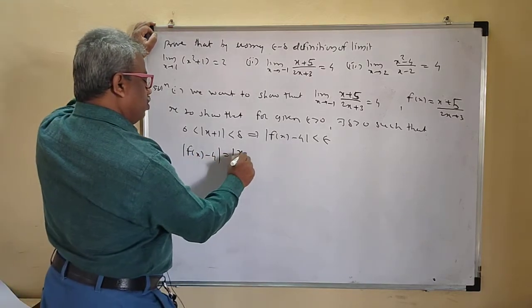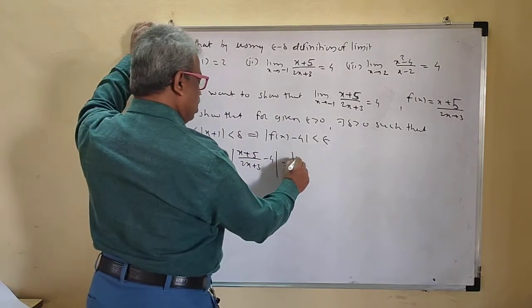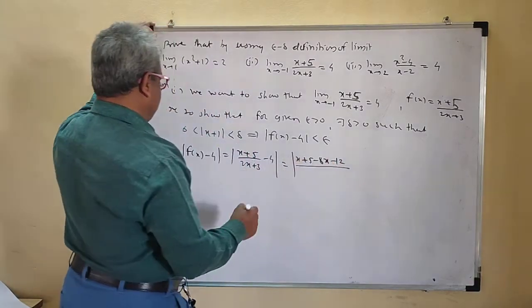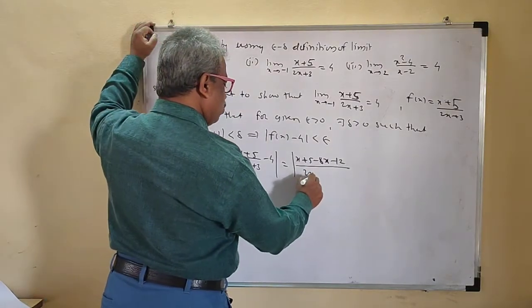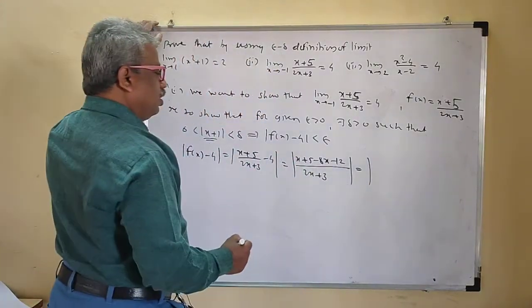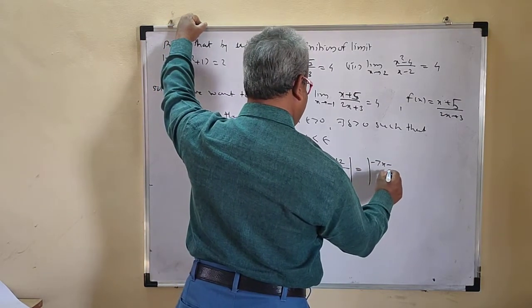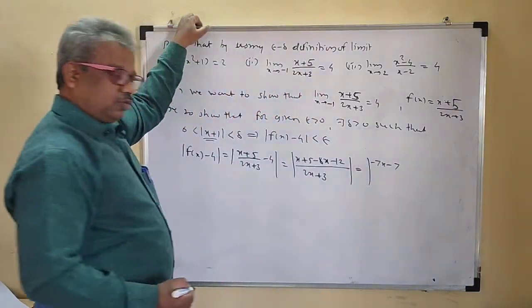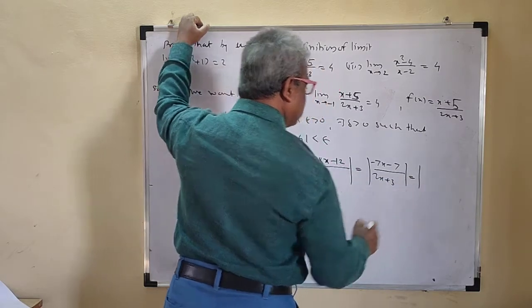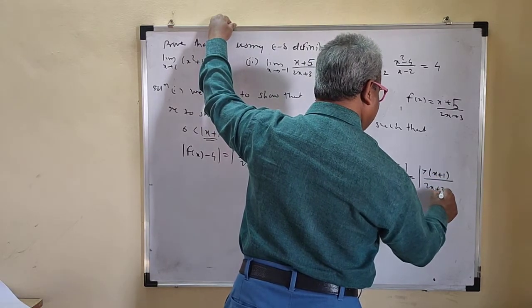This is x plus 5 upon twice x plus 3 minus 4. So this is x plus 5 minus 8x minus 12, upon twice x plus 3. Here I want x plus 1. So this is equal to minus 7x minus 7 upon twice x plus 3. So this is nothing but minus 7 times x plus 1 upon twice x plus 3.